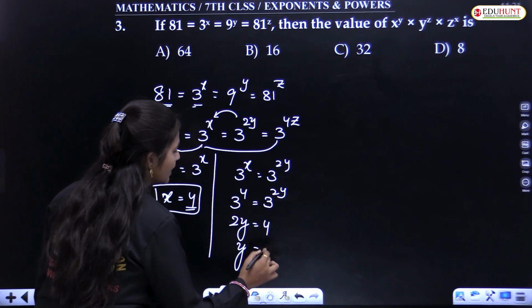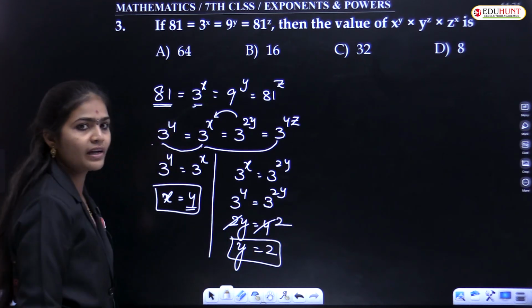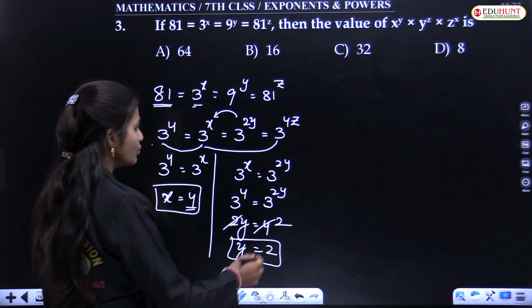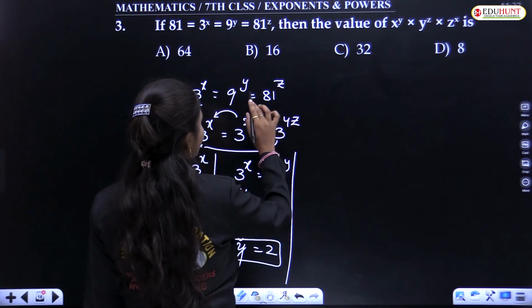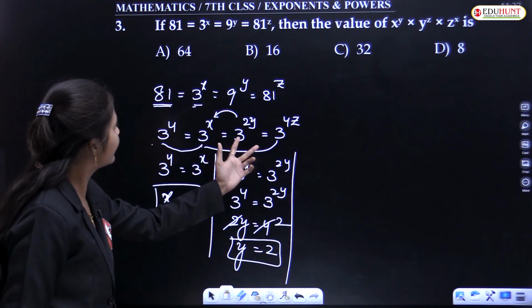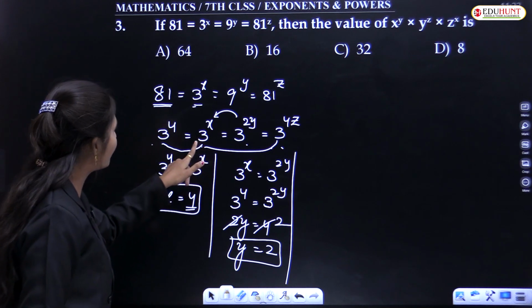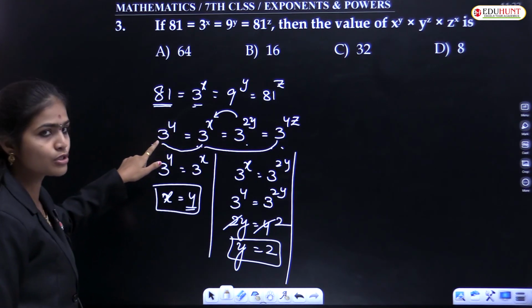So from this, y is equal to 2. So what is the value of y here? y is equal to 2. So we got the y value also. Now the z value we need to find out. So here if you want to equate these two, 3 power 4z is equal to 3 power x, or 3 power 4z is equal to 3 power 4.